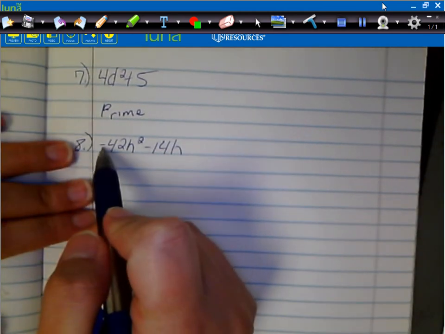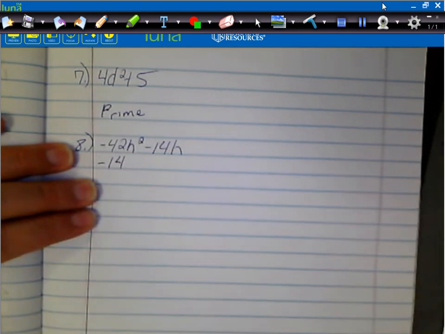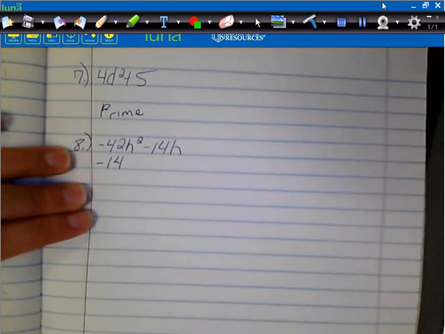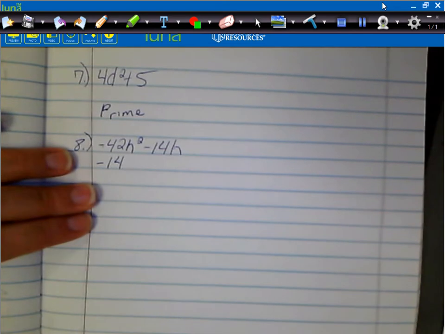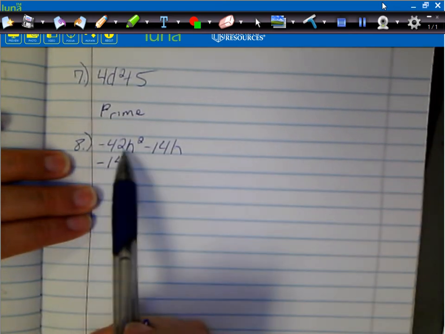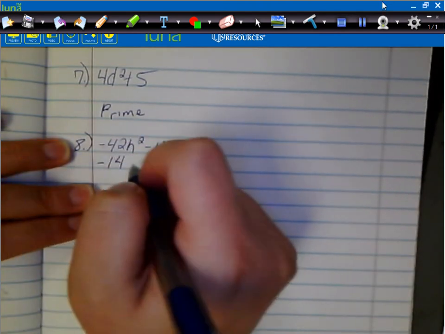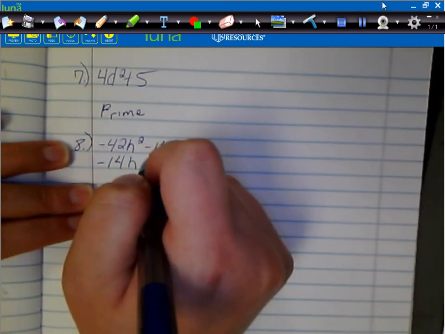And since this front number is negative, I'm going to take out a negative 14. Again, if that front number is negative, you need to go ahead and take out a negative. And 14 is my GCF here. This one has 2 h's and this one has 1, so they also have an h in common. They both have at least one of them.